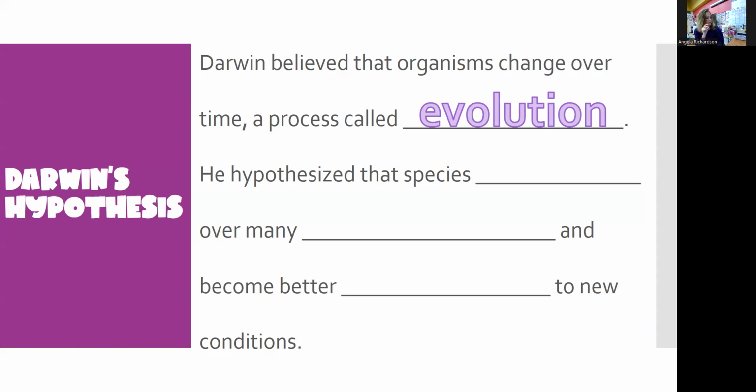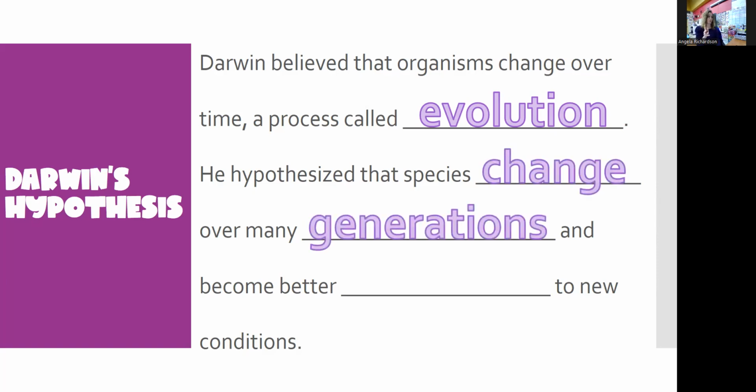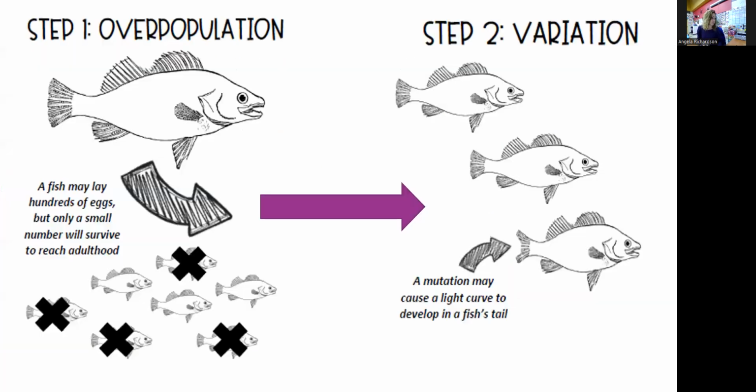And so in his book On the Origin of Species, he said that species are going to change over many, many generations. It's not just one or two, it's over thousands and millions of years, a very slow process that they become better adapted to their new conditions. So I'm going to show you guys an example of natural selection in action here.